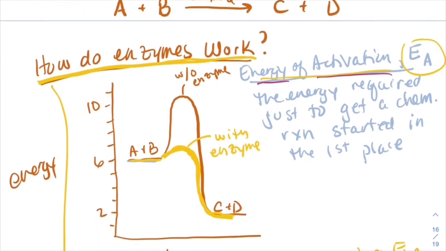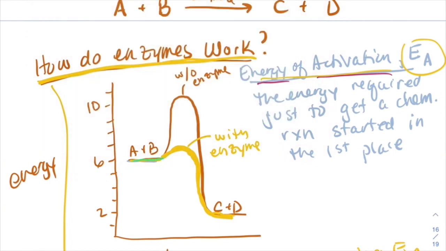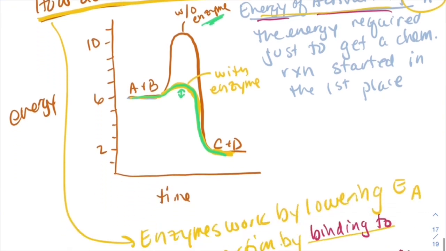Down here we have what our energy graph would look like with an enzyme. It lowers that bump right there. That is much lower than this bump here without an enzyme. Right, and they do that. Well, how do they do that?